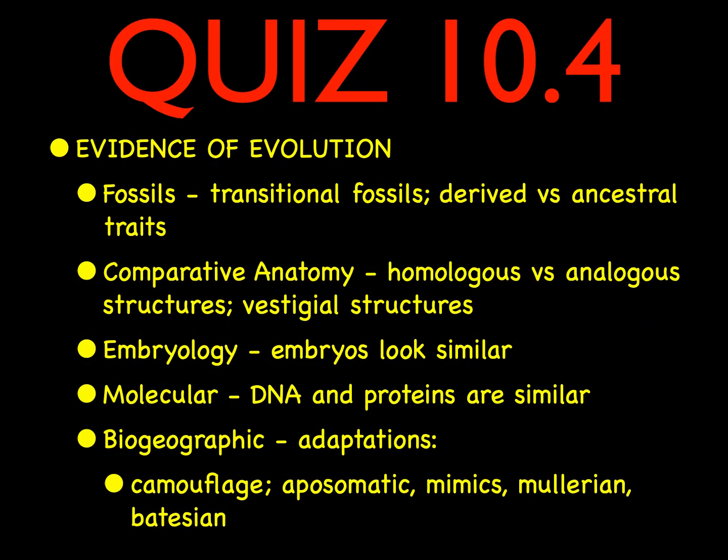So, for your quiz for 10.4, we expect you to understand the evidence of evolution consisting of fossils, various types of comparative anatomy, embryology, molecular DNA and proteins, biogeographic, the adaptations for islands, and camouflage, aposematic, mimics, Müllerian, and Batesian.